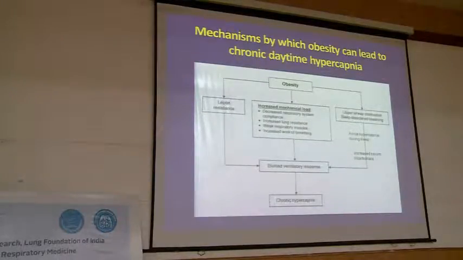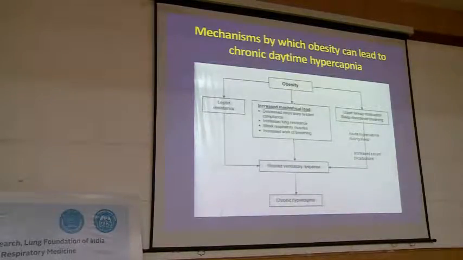It has also been found, and we all know, that patients who are obese have acquired leptin resistance, and leptin stimulates the ventilatory system. So if there is leptin resistance, then of course there will be a blunted ventilatory response to hypoxia and hypercarbia, and therefore these patients will also have awake alveolar hypoventilation.